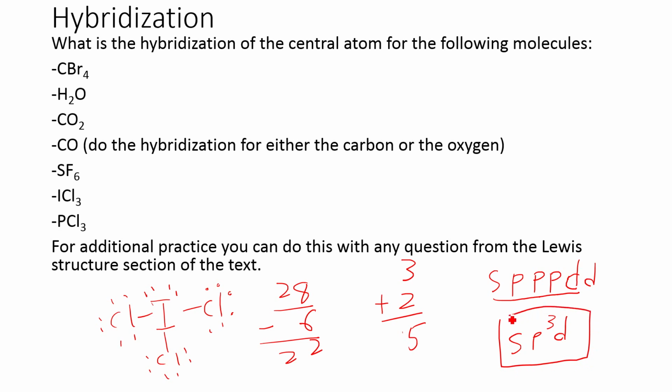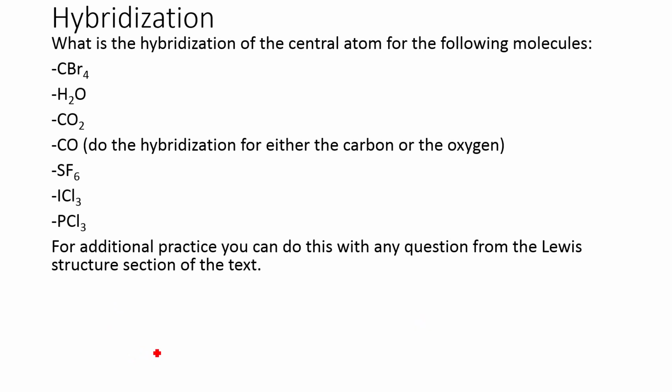And that's going to be our hybridization for our ICl3. So just one more to do now. We're going to do PCl3, and then we'll be done with our hybridizations. So we have our phosphorus bonded to 3 chlorines.